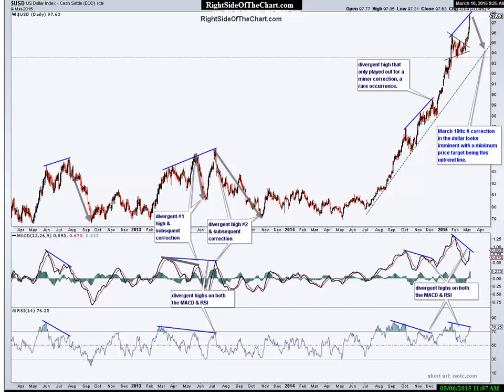I wanted to do a quick video here, just discuss a quick overview of the dollar, U.S. dollar, crude oil, and the energy sector. As most of you know, that's one of the sectors that I'm focusing on right now. So we'll start out by looking at the U.S.